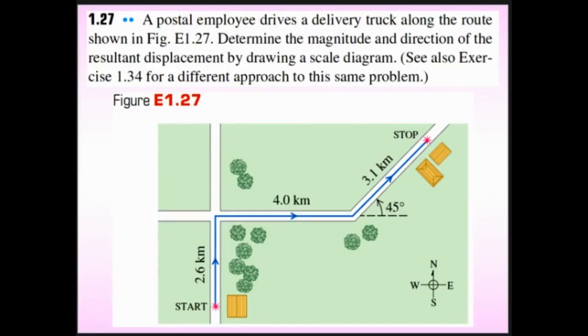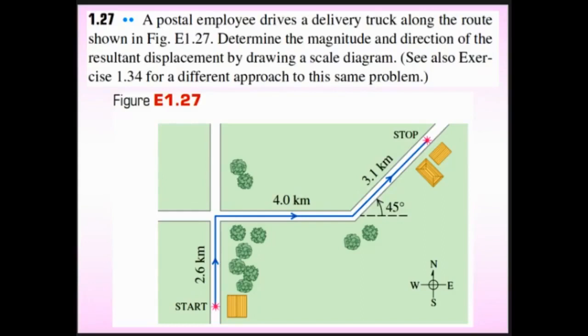Okay. A postal employee drives a delivery truck along the route shown in figure E127. Determine the magnitude and direction of the resultant, or the overall displacement, by drawing a scale diagram. Whenever they say a scale diagram, everyone, just so you know, that's code in university for the cosine law method.